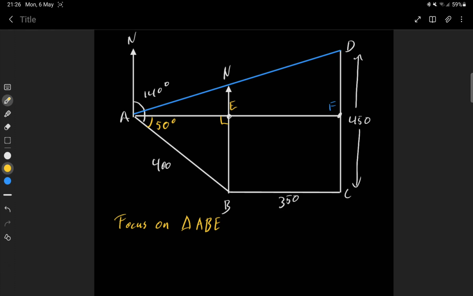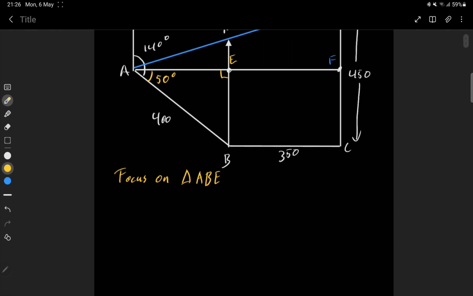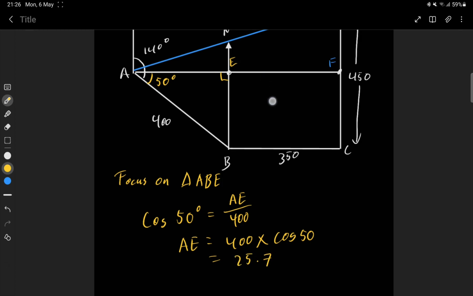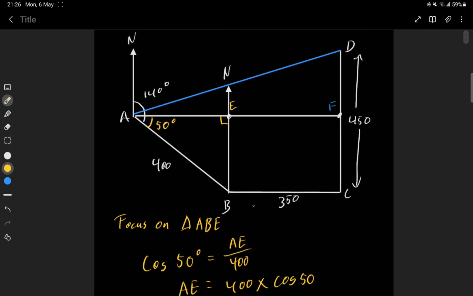So let me pull out my calculator here. So if we want to find side AE, right? We'll show you why AE is helpful in a bit. In this right angle triangle, AE, and that's your angle, that's your adjacent side. So we use cosine. Cosine of 50 degrees is equal to adjacent, which is AE, over hypotenuse, which is AB, which we know is 400. So AE equals 400 times cos 50. Let me do that. Cos 50. That gives us 25.7. So we know the length of AE is 25.7.